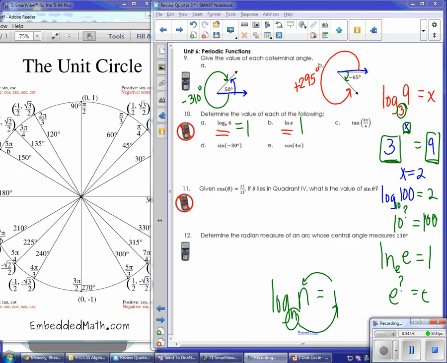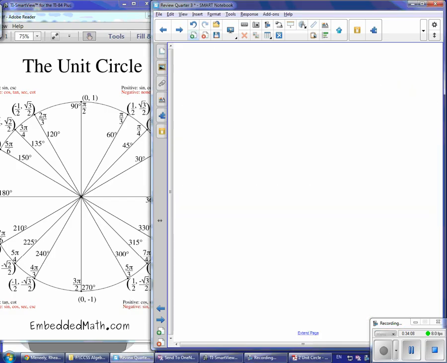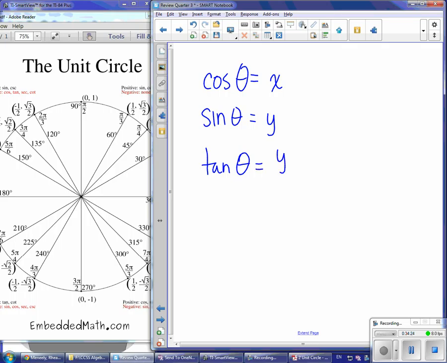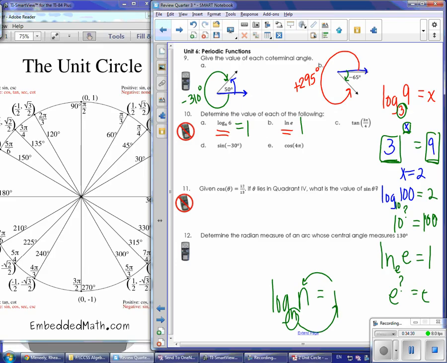I don't have a ton of space, but let me do this on another sheet. So we said last class that the cosine of theta is going to correspond to our x-coordinate on the unit circle. And the sine of theta is going to correspond to our y value on the unit circle. The tangent is just going to be the y value over the x value, and then we simplify. So let's go back to the tangent of 3 pi over 4.